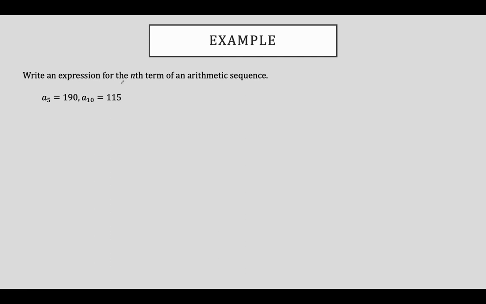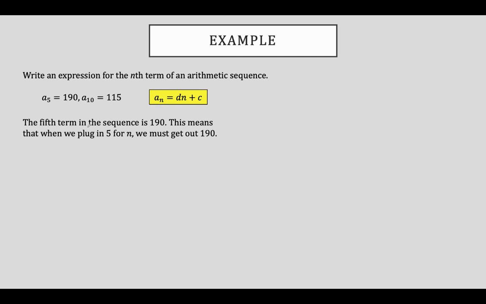Write an expression for the nth term of the arithmetic sequence. We have a5 is equal to 190 and a10 is equal to 115. Again, because the sequence is arithmetic, we know it's going to follow this format. A subscript n equals dn plus c. Interpret the given information. The fifth term of the sequence is 190. This means that when we plug in 5 for n, we must get out 190.